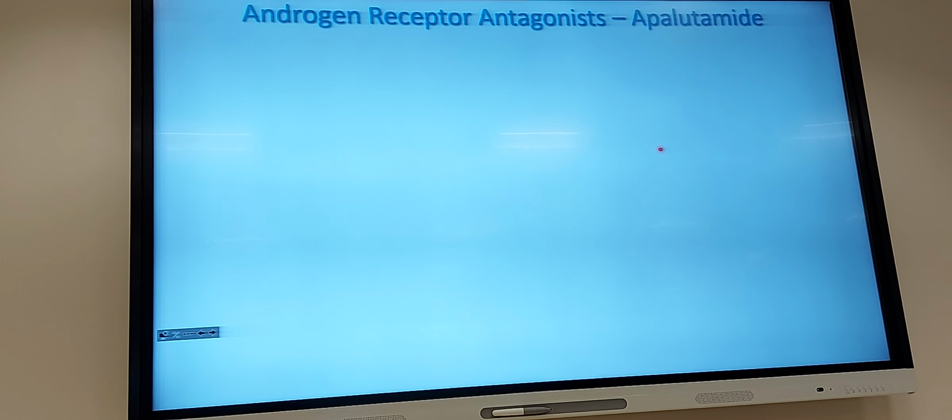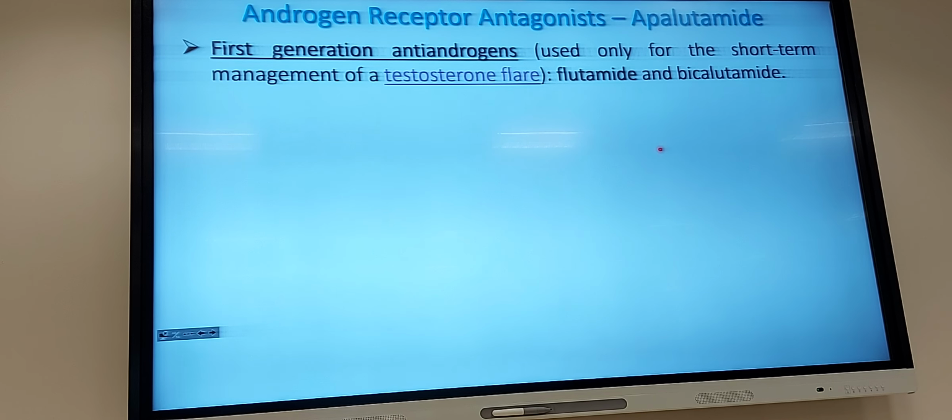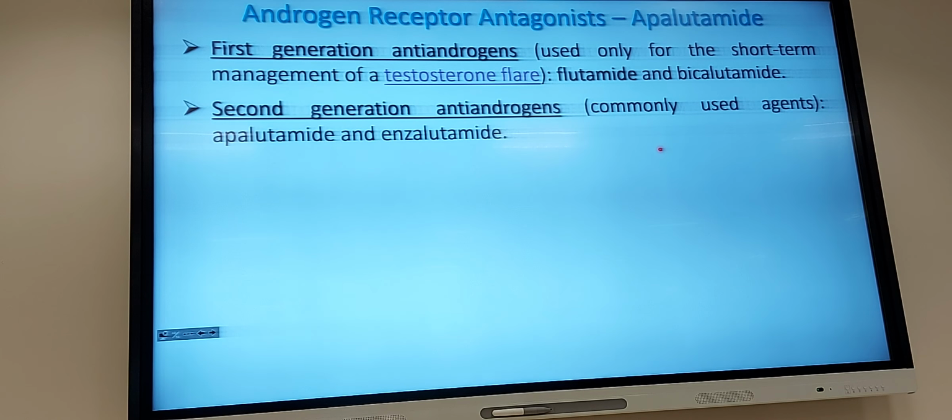Androgen receptor antagonist. Just remember, it's one drug, apalutamide. But historically, there were first generation drugs, which are now used for preventing flare, like flutamide, but you don't need to remember their names. The name that you need to remember, I put it on the top. And then there is the second generation. So apalutamide is a second generation drug, which we use now. Previously, they used to use flutamide more, so you might hear flutamide from other people.